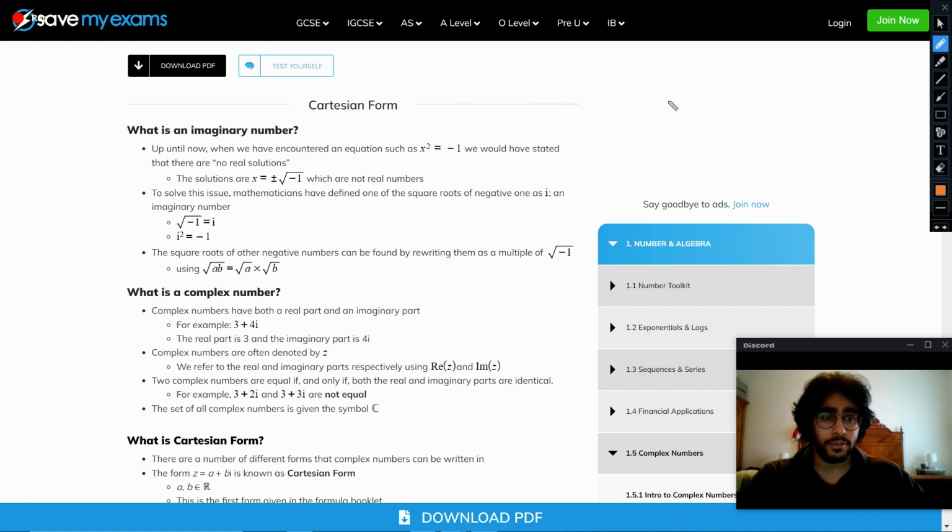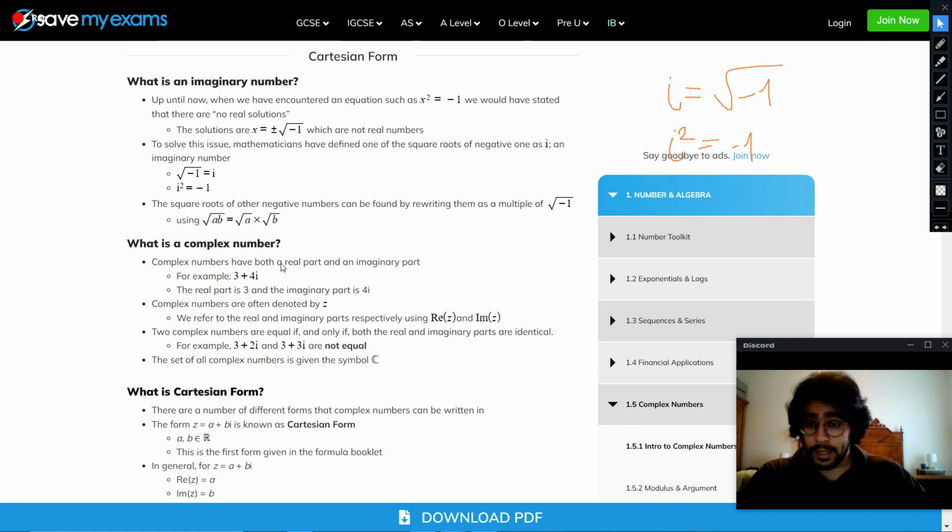So let me delete everything. It's defined to be the root of -1, which means if you take the square of it, so i squared will become -1, because then the square root will go away because you're taking the square of a number. Then you will have -1. Okay. So what's a complex number?